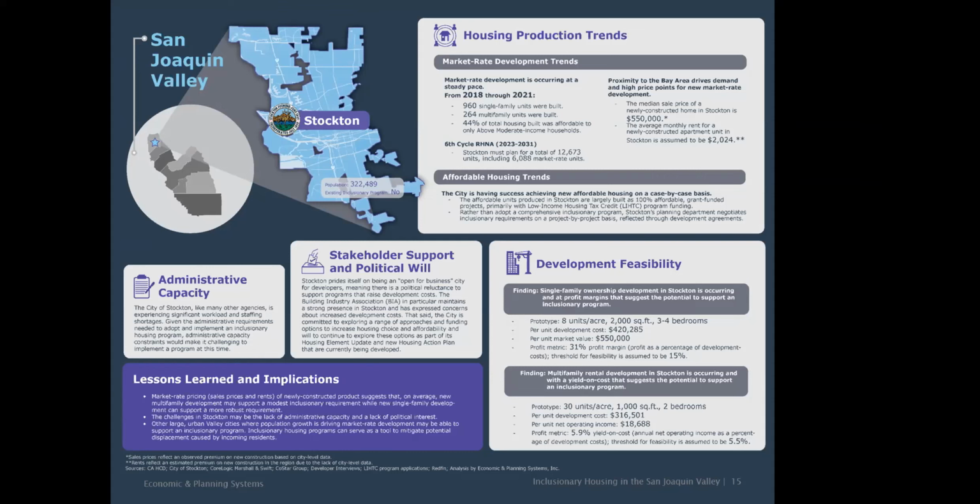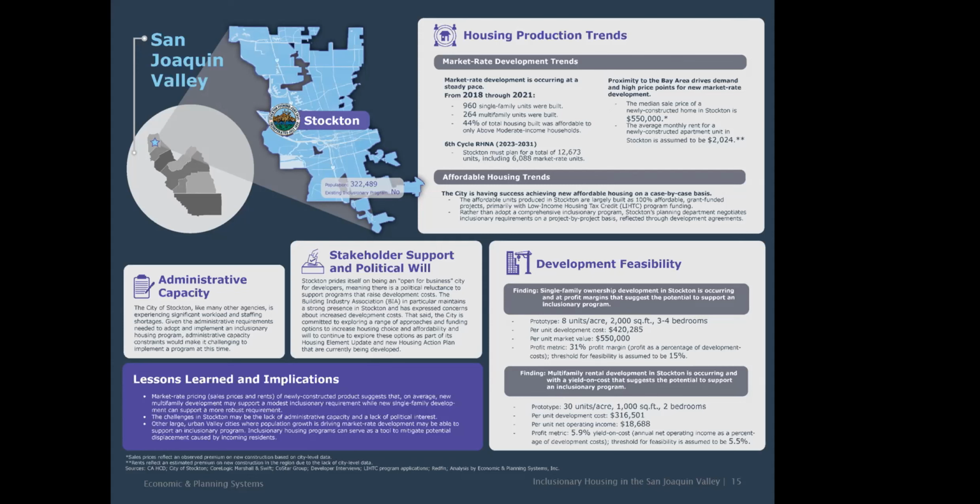So we identified two prototypes that reflect the type of development in the city: a 2,000 square foot single family home, 8 units to the acre, and then a 2-bedroom, 1,000 square foot rental apartment at around 30 units to the acre. And then we worked with cost data and we spoke with developers active in the Valley to estimate the costs of building those prototypes. And the single family prototype is estimated to cost about $420,000 to develop.